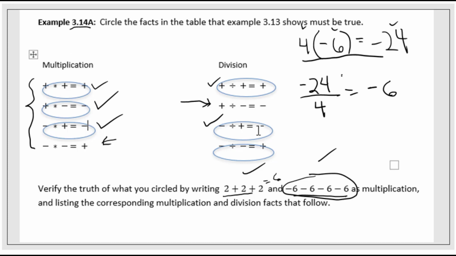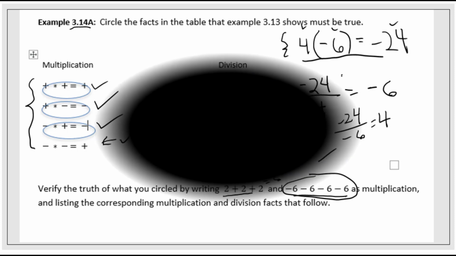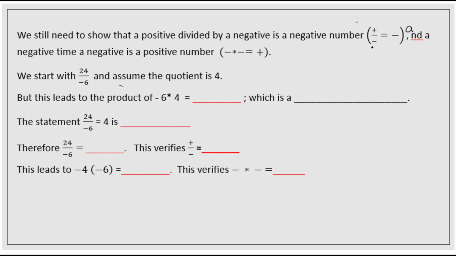Actually, there's one more fact we can verify. We can verify this fact here using this example. If we have negative 24 divided by 4 is a negative 6, we also have another fact in here, which is a negative 24 divided by a negative 6 must equal 4. And so that verifies this fact. So we are now just left with these two. These are the two facts that we need to verify. A positive divided by a negative is a negative, and a negative times a negative is a positive.